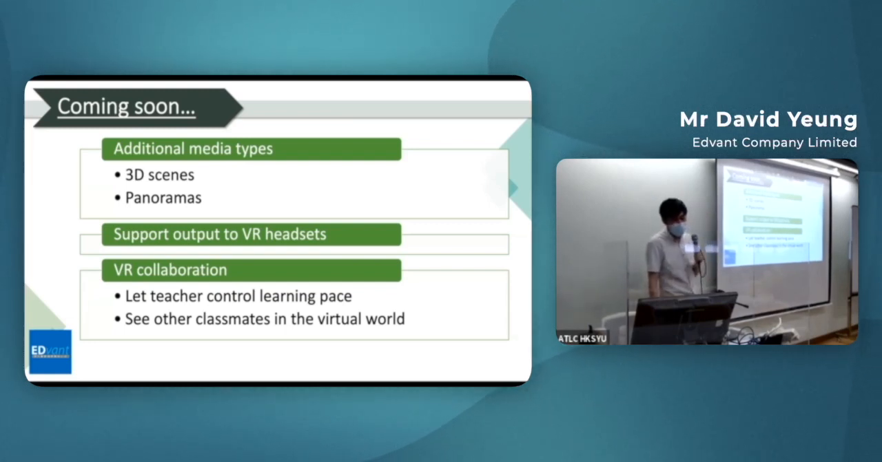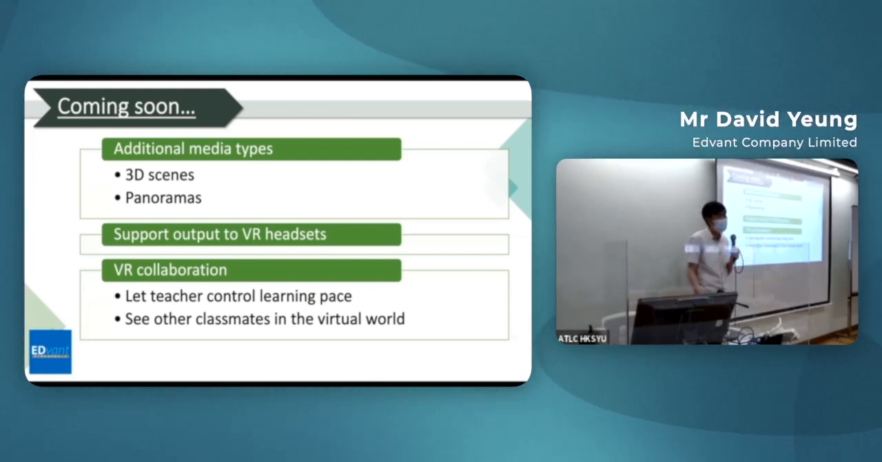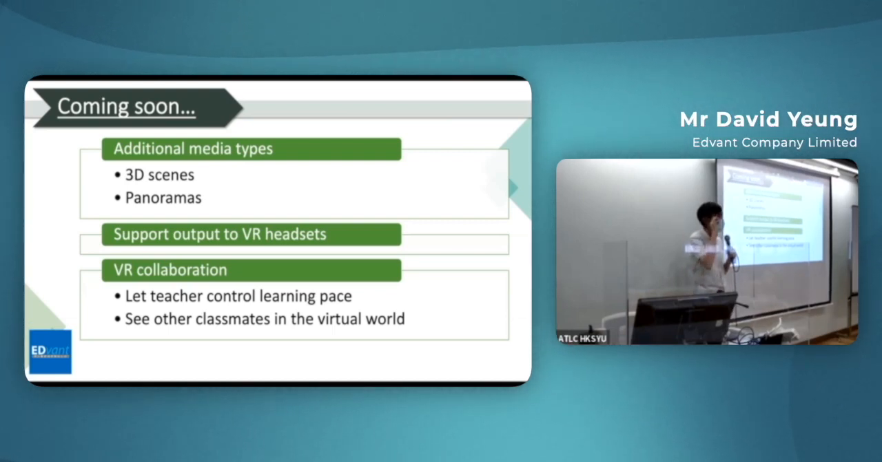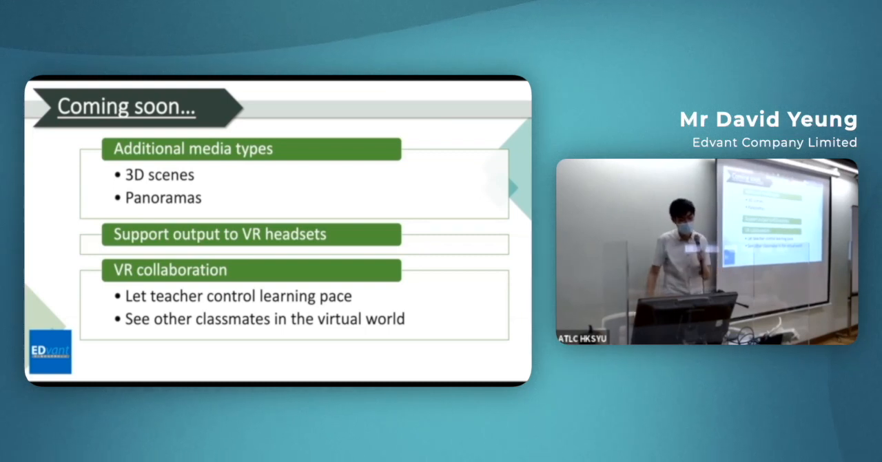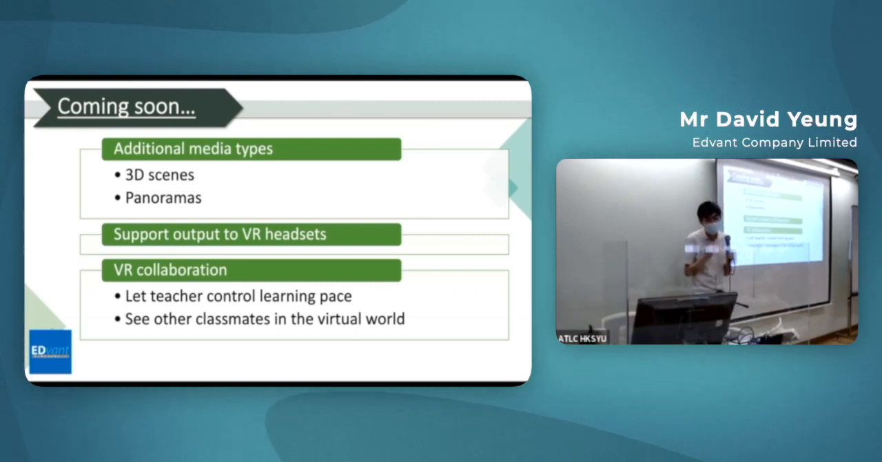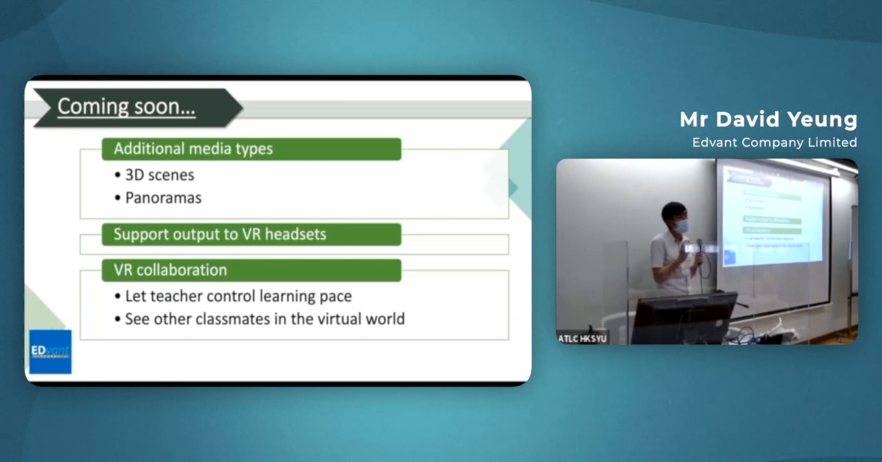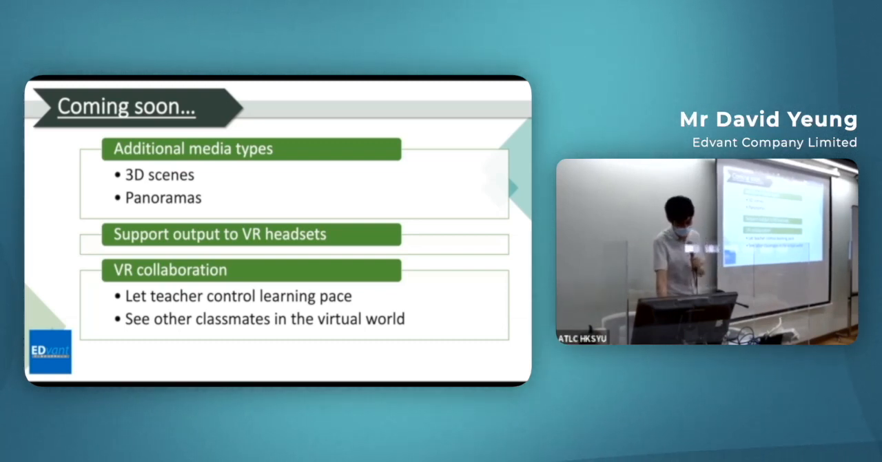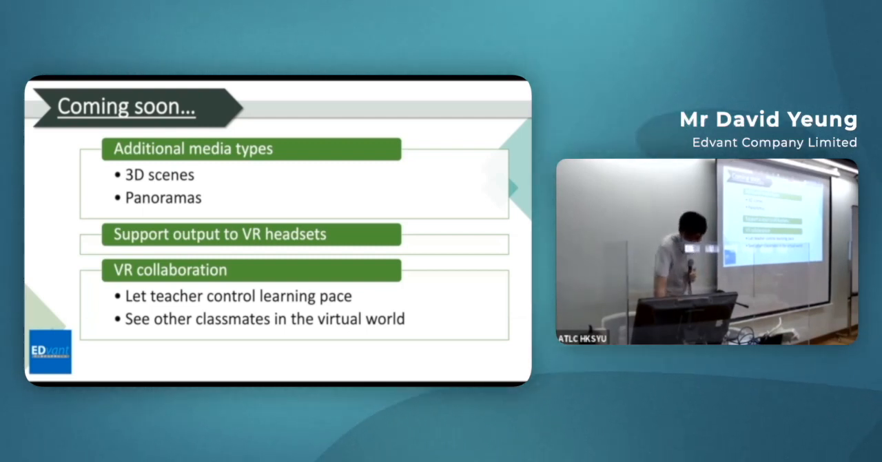And we also try to add support for different VR headsets so that we can use the controllers instead of staring to control the whole experience. And lastly, we also want to support VR collaboration. We want to give teachers more control over the pacing of how students operate this VR module, so that maybe all students will stay at the same place and can listen to the explanation of the teacher. And then we also want to allow students to see other classmates in the virtual world. And yeah, they are currently under development. And let's see whether we can implement it by next year.